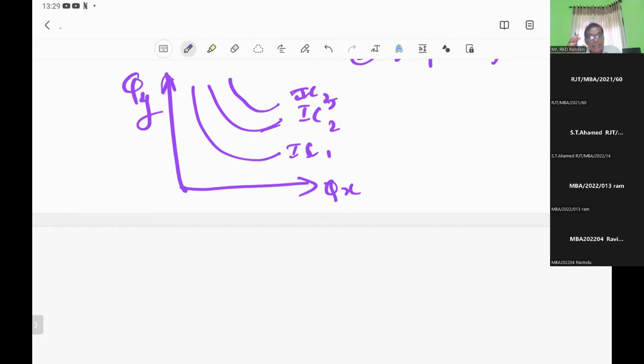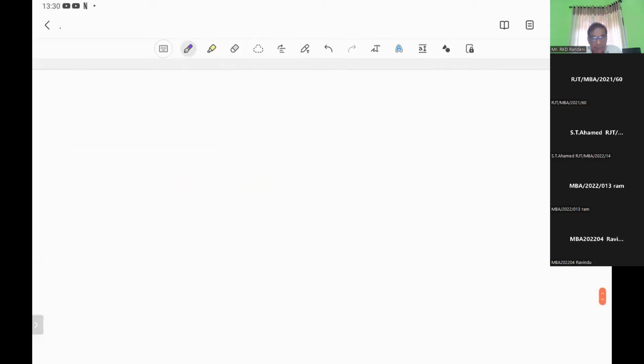But there is a constraint. To go to the higher level of indifference curve, he has to buy more from both commodities, right? Then there is a constraint. That is the budget constraint.